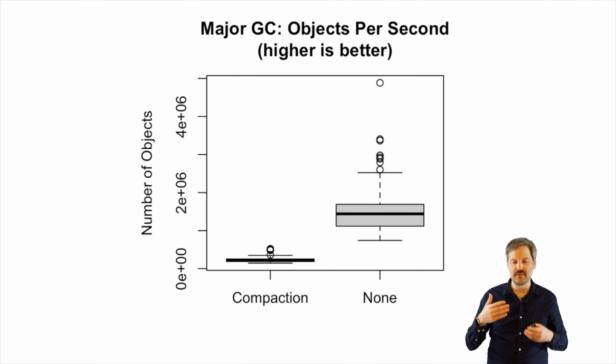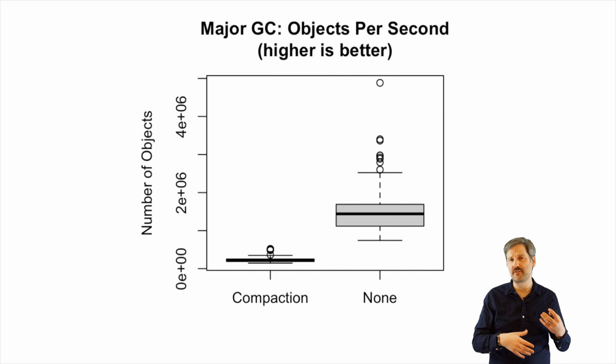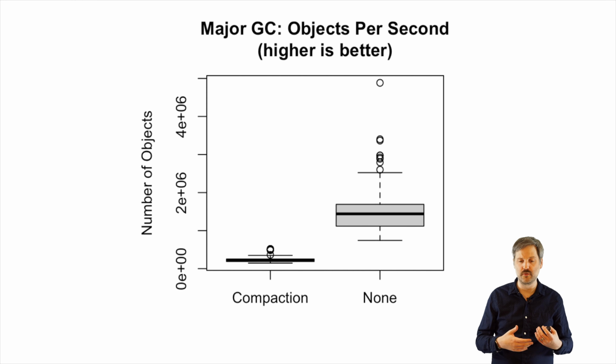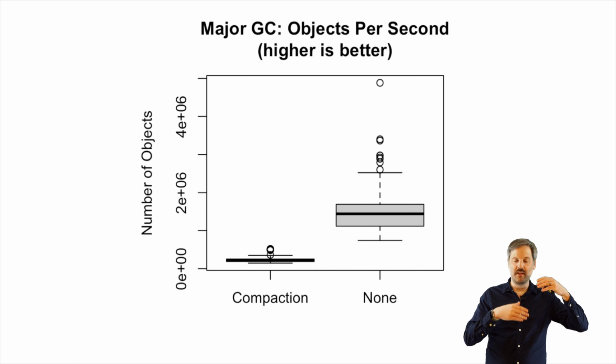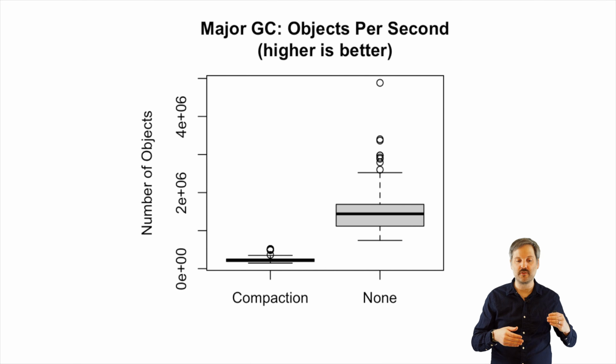This is another graph that shows the throughput of the garbage collector, or how many objects per second we can process on each GC. On the left is with auto compaction enabled, and on the right is without auto compaction enabled. Again, we can see that having compaction enabled reduces our throughput. Lower is worse, higher is better. So indeed, the number of objects we can process per second is slower with compaction enabled.